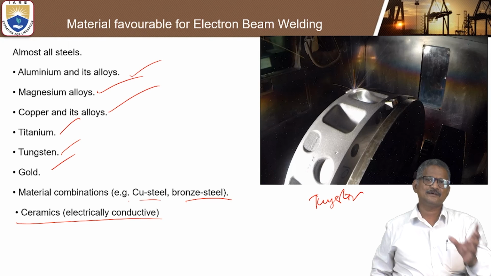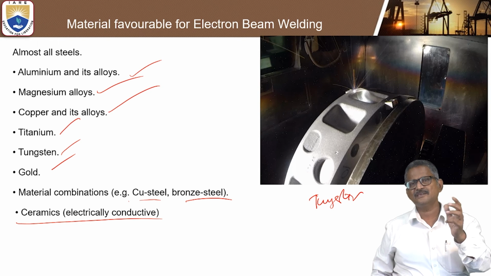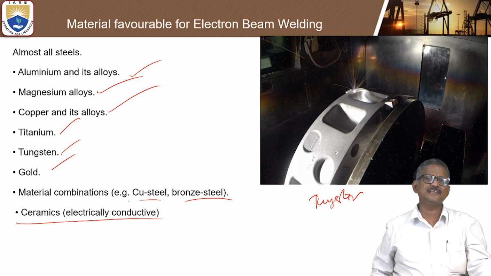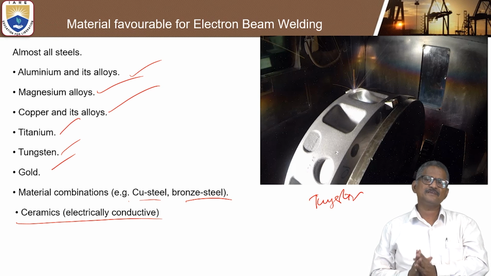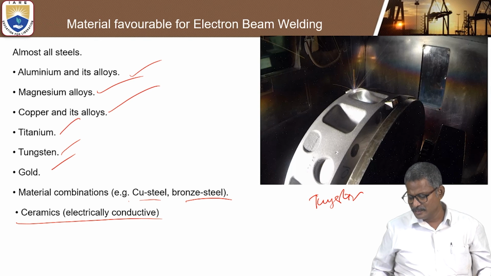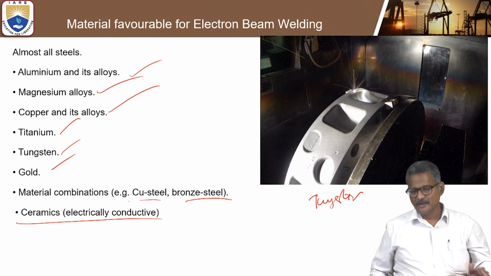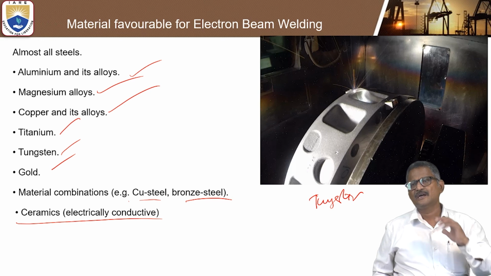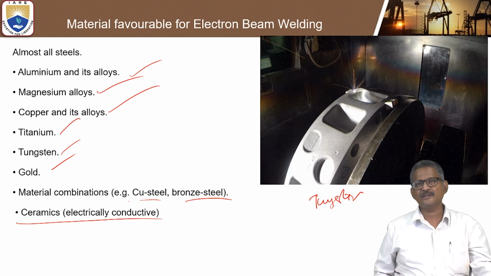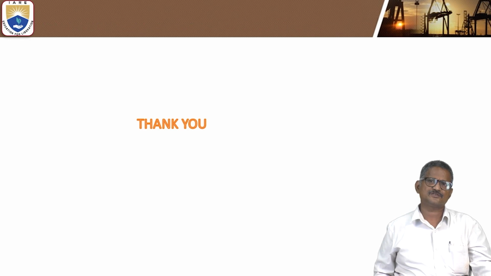And finally, the favorable materials are most probably all steels, such as tungsten, gold material, and copper, magnesium. These ferrous and non-ferrous metals can also be preferred for this electron beam welding. That is why the material favorable for electron beam welding is preferred especially in the medical field. It is most widely used, and some gold ornamental applications are also widely used.